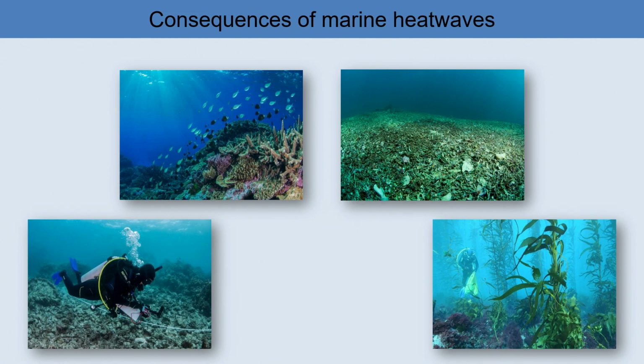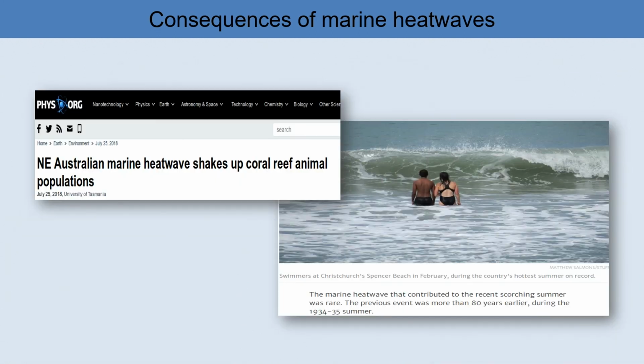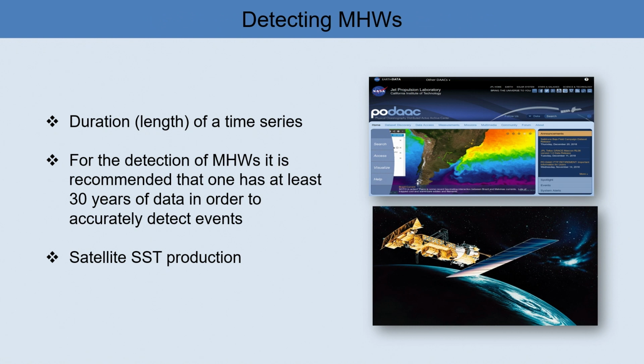So marine heat waves have a range of consequences. Some of these include the dying off of large kelp, destroying our marine habitats, and resulting in habitat loss. But also, research suggests that locals on a beach may also detect a change in temperature as a result of the marine heat wave.